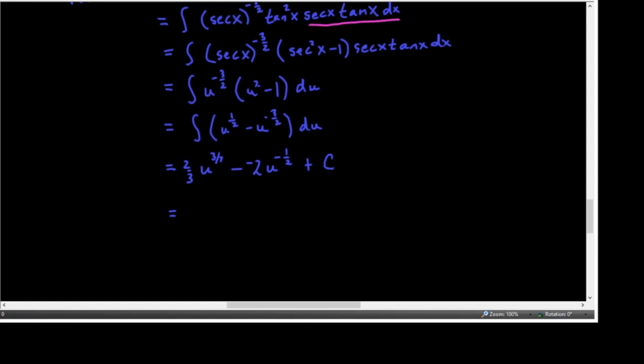And so our u was secant, so I'm going to now rewrite this answer in terms of secants of x. So this will be 2/3 secant of x to the 3/2. That's a 3, sorry about that. Minus negative, so plus 2 over secant of x to the 1/2, or in other words, square root of secant of x, plus c.